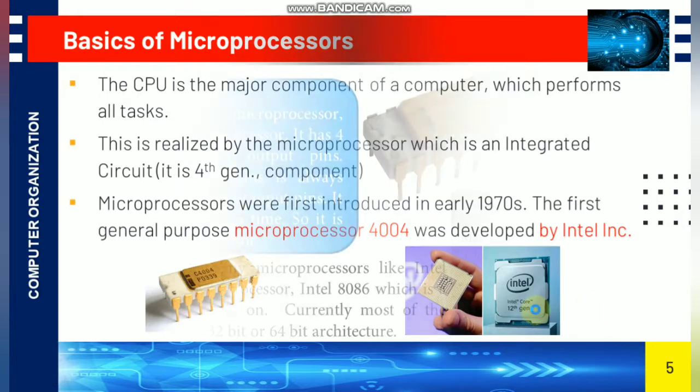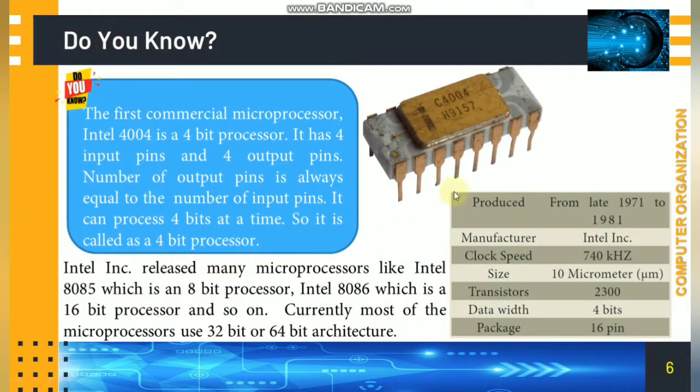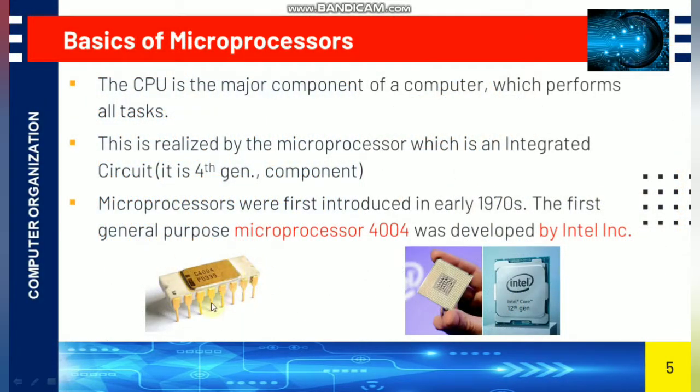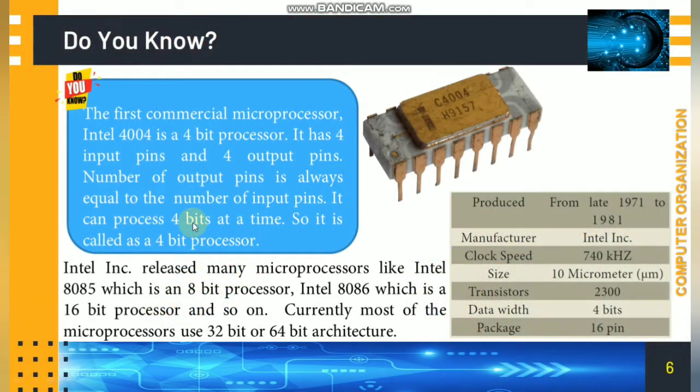The first commercial microprocessor is Intel 4004, a 4-bit processor. It has 4 input pins and 4 output pins. The number of output pins is always equal to the number of input pins. It can process 4 bits at a time, so it is also called a 4-bit processor.